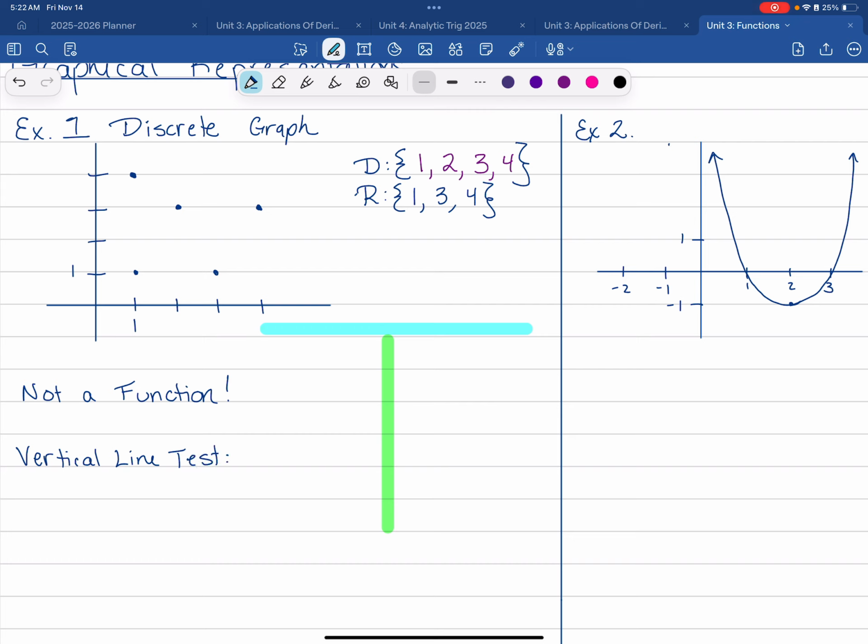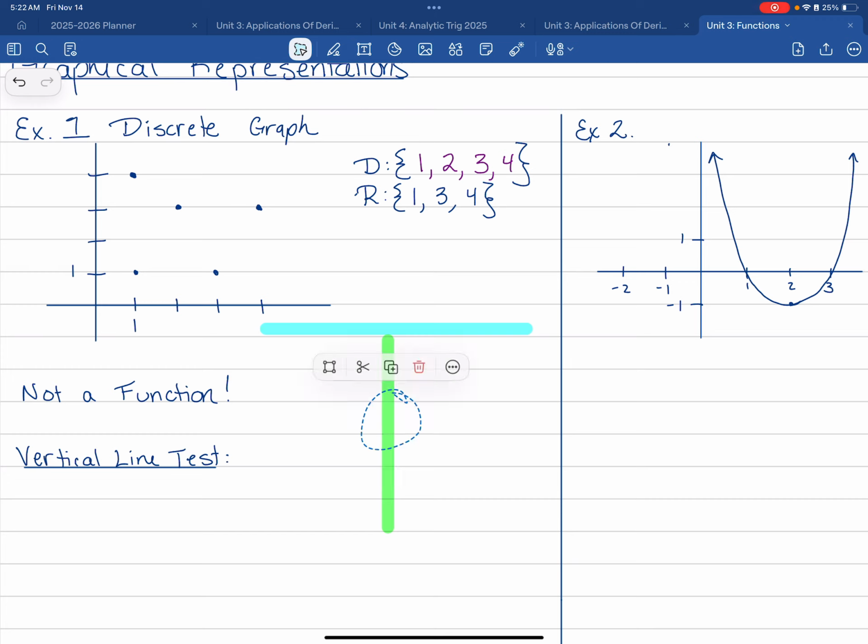And the way the vertical line test works is we take a vertical line just like we did before. So I take my pencil and I move it along the x-axis just like we did before. And if any vertical line, just like this one, hits 2 points, it means that we have an input that's trying to map to two different outputs, which means that this cannot be a function.